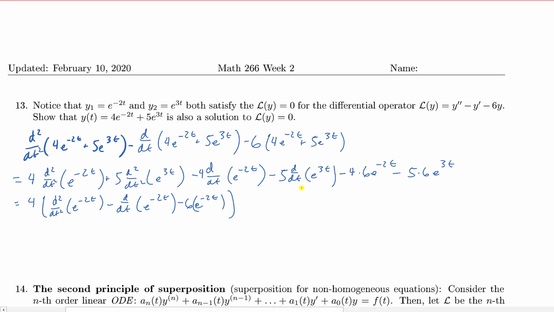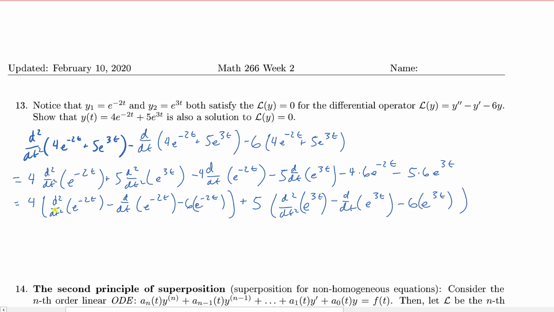Okay. I can do the same thing here. I can factor out this 5 from all of the e to the 3t terms, and I'm left with d squared dt squared e to the 3t. Is it a positive 3t? Yes, it is. 3t minus d dt of e to the 3t minus 6 e to the 3t.